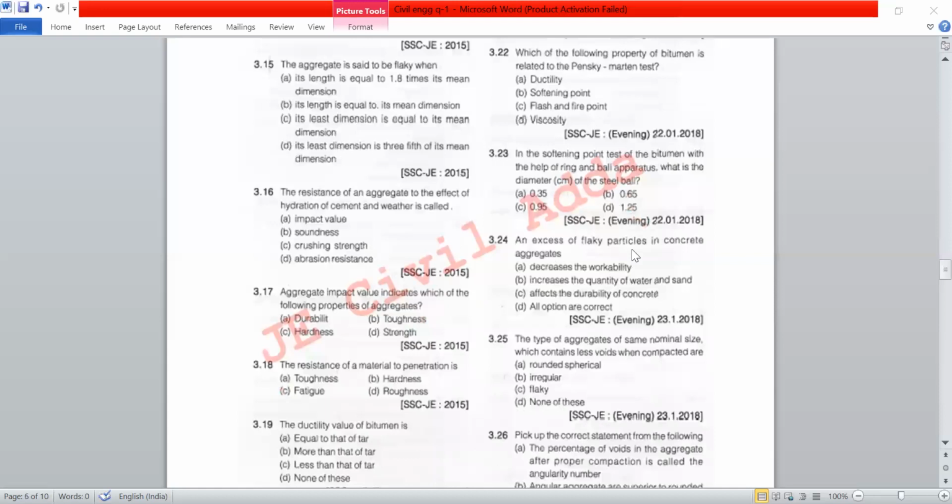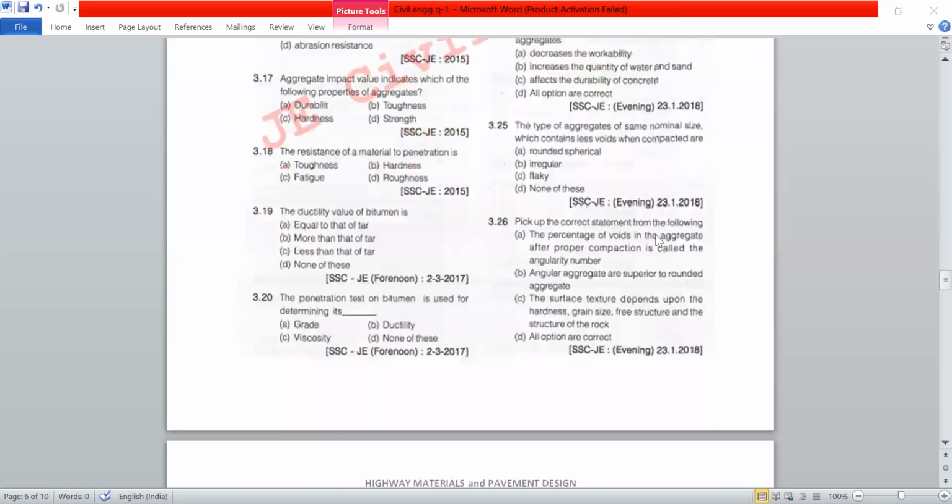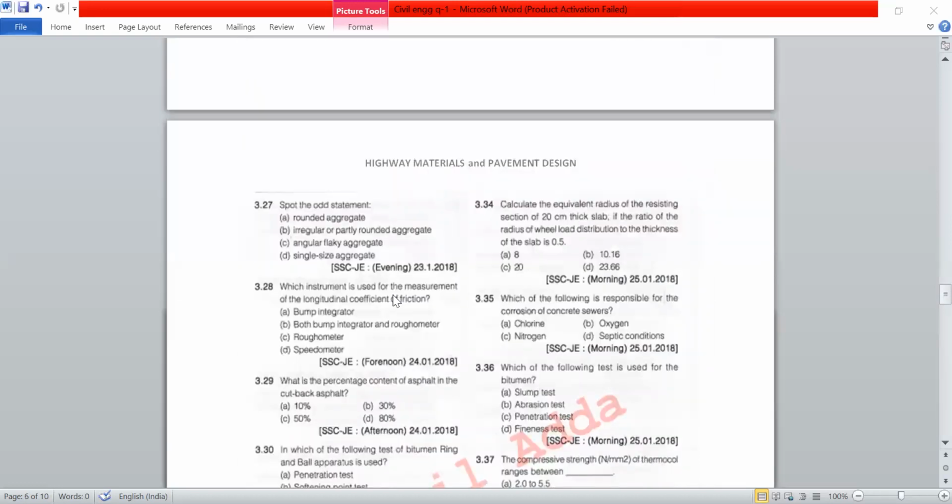0.95. An excess of flaky particles in concrete aggregates is, all the options are correct. The type of aggregates of same nominal size which contains less voids when compacted are rounded spherical. Pick up the correct statement from the following. All the options are correct. So spot the odd statement. Single size aggregate is the odd statement.